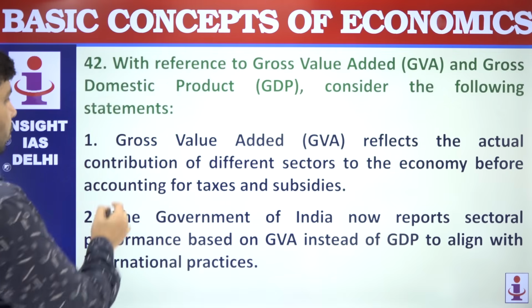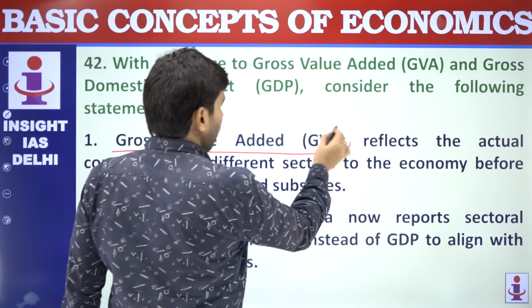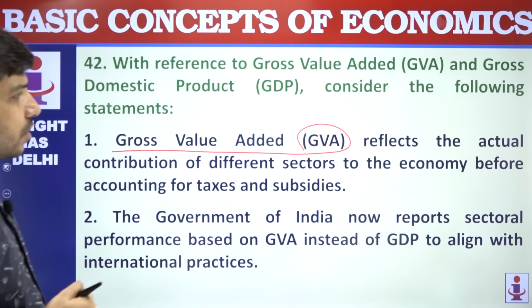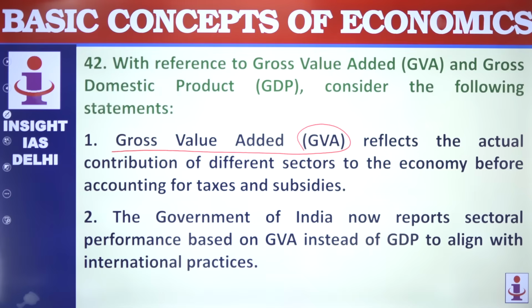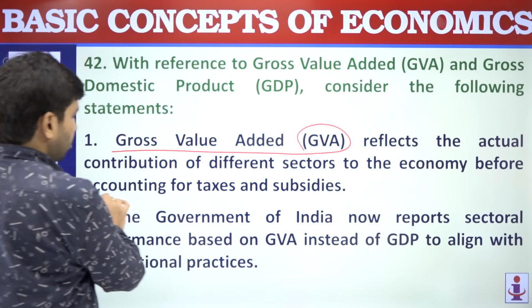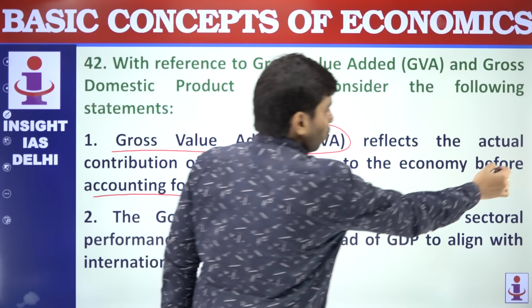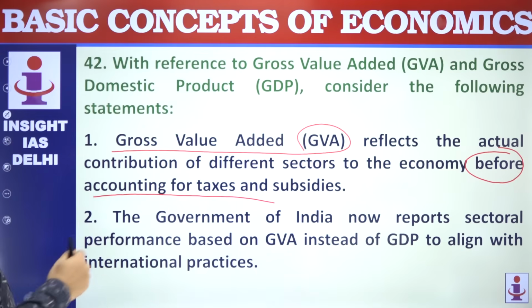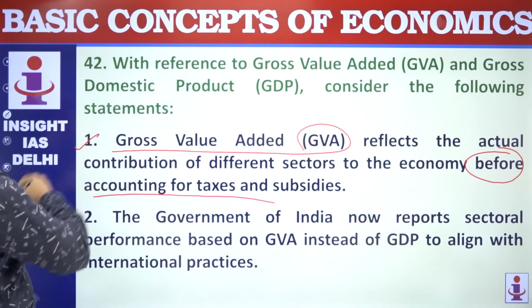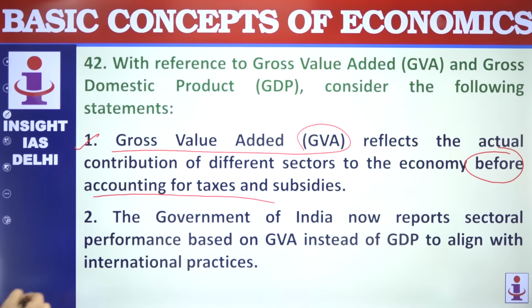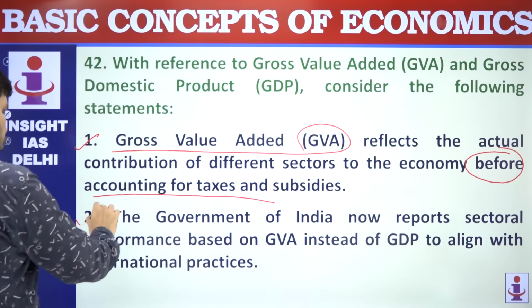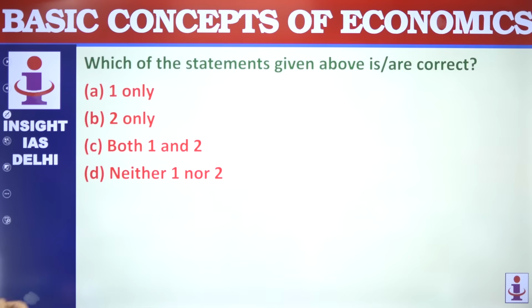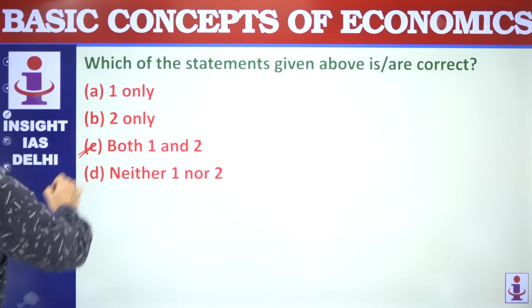Gross value added, GVA, reflects the actual contribution of different sectors to the economy before accounting for taxes and subsidies. Yes, before accounting for them. So GVA excludes taxes and subsidies. The government of India now reports sectoral performance based on GVA instead of GDP. Yes, this is also correct. Both 1 and 2 are correct.